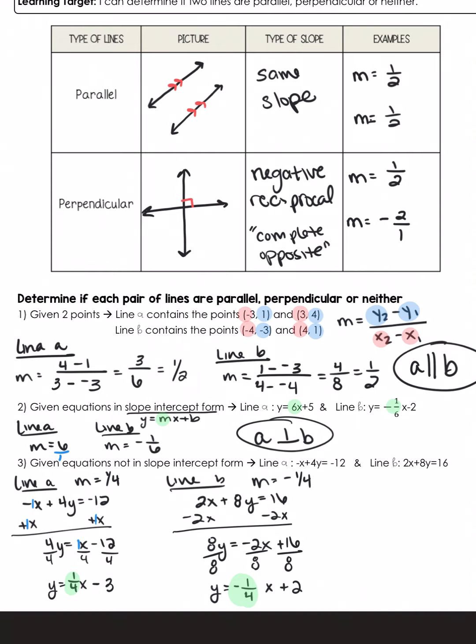My slope for line A was positive 1/4. To be parallel lines, they would need to be exactly the same, and they're not. I've got one positive and one negative. To be perpendicular lines, they need to be the complete opposite. So I need one positive and one negative, check, got that part, but I don't have the opposite fraction. They're both 1/4. So these lines don't fit the criteria to be parallel, and they don't fit the criteria to be perpendicular.